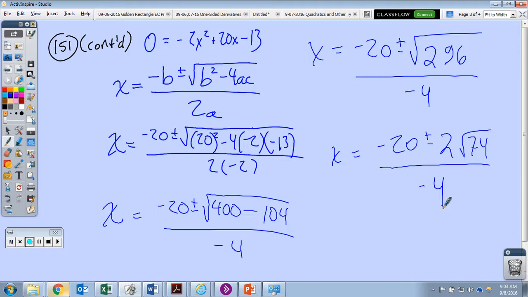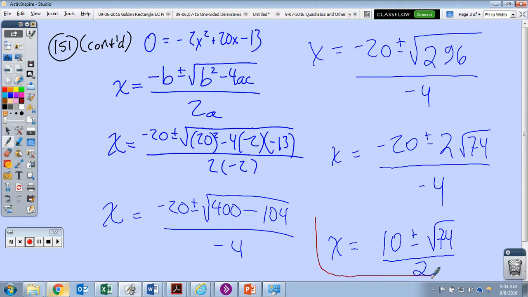And here is where it can go one step further, because as simplified as you can get, each of these has something in common, negative 2. So if I divide out negative 2 from the top and the bottom, I would have 10 plus or minus root 74 all over 2. You see that? Just divide out negative 2 from the top and the bottom. So this is my answer, but they want you to round it, so then you just punch it in the calculator.